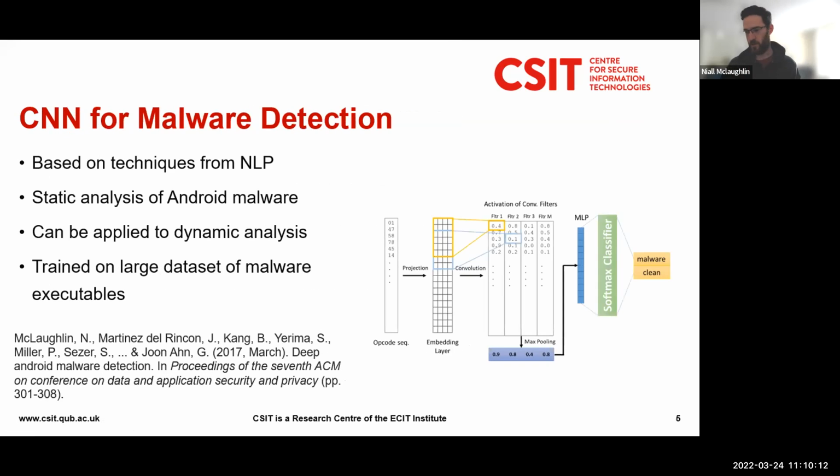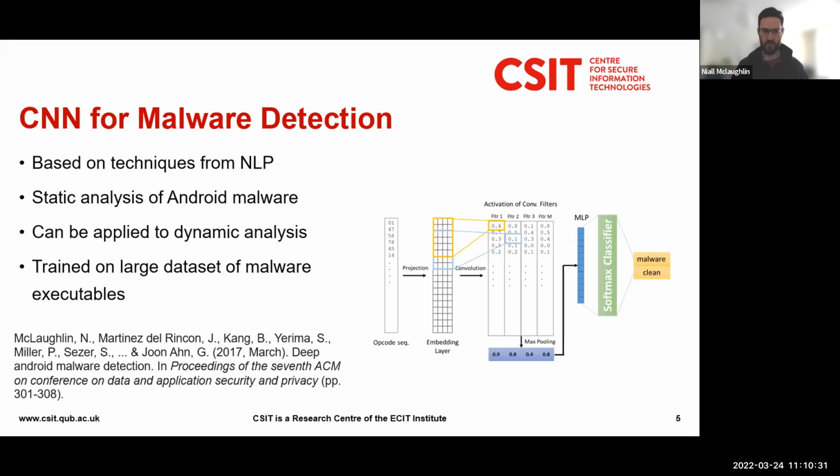Okay, so this was done quite a few years ago now. This was a paper that we published back in 2017, it says here. So what this was, we wanted to take some existing techniques that were developed for NLP, natural language processing, and apply those to static analysis of Android malware.